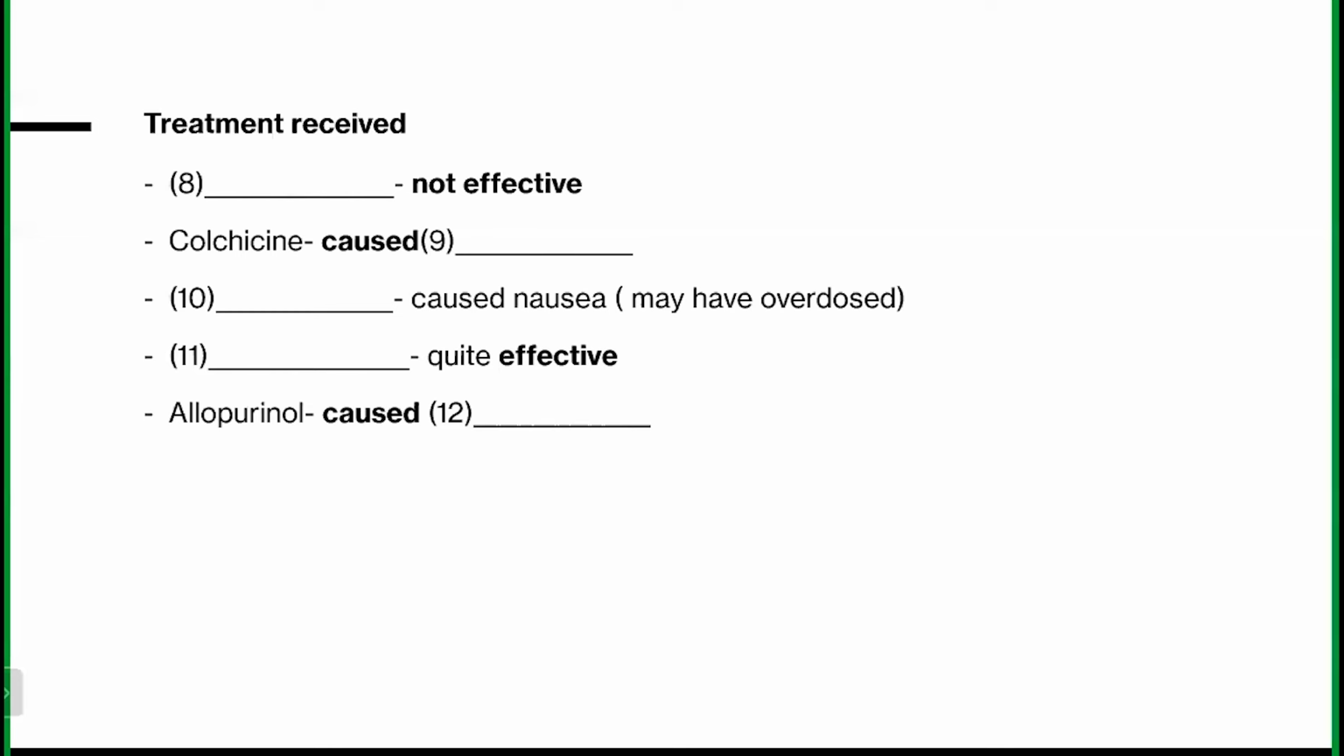For the eighth one, it could be some medication. For the ninth one, they have given a medication, something it has caused, so it could be some symptoms. And the tenth one could be some medications. And the 11th one is quite effective. It could be some medication or some kind of treatment. And the 12th one is some kind of symptoms.